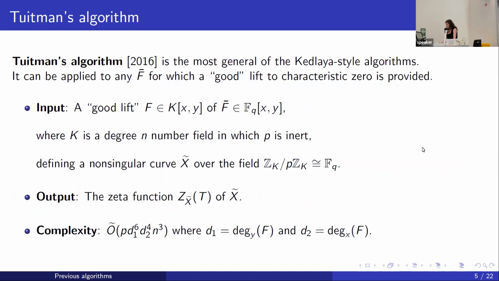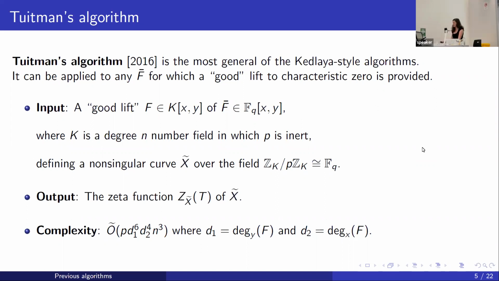More recently, in 2016, Tuitman developed a Kedlaya-style algorithm for computing the zeta function that applies to a fairly general class of curves, including all aforementioned classes of curves. Prior to my paper, this algorithm was definitely the most general practical algorithm for computing zeta functions in higher genus, and this algorithm has been included in Magma since 2017 due to an implementation by Tuitman himself.